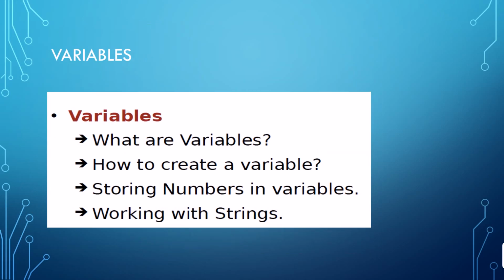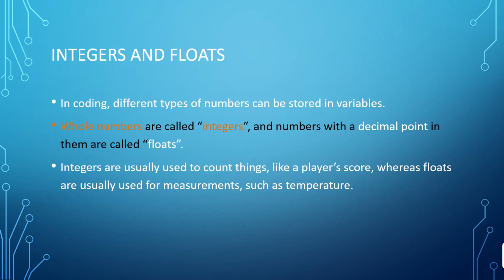Variables. Today we are going to see what variables are, how to create a variable, storing numbers in variables, and working with strings. Integers and floats. In coding, different types of numbers can be stored in variables. Whole numbers are called integers, and numbers with a decimal point in them are called floats. Integers are usually used to count things like a player's score, whereas floats are usually used for measurements such as temperature.